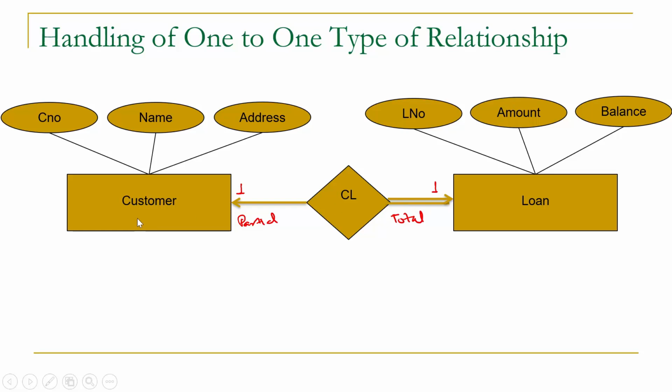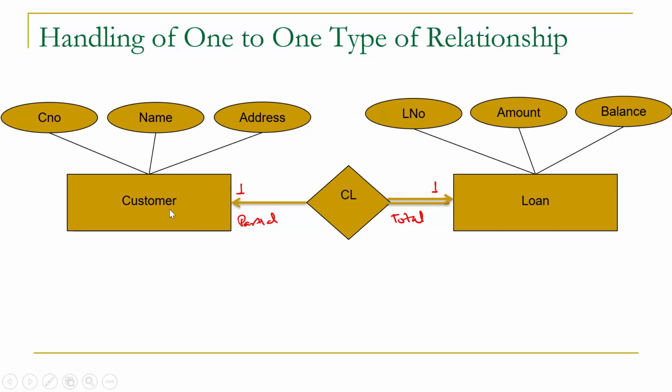It means that it is not compulsory for a customer to have a corresponding loan. A customer can exist without a loan. So it is very natural that every customer is not going to have a loan from the bank. There will be very few customers who take a loan from the bank. So the participation of customer in this relationship will be partial.